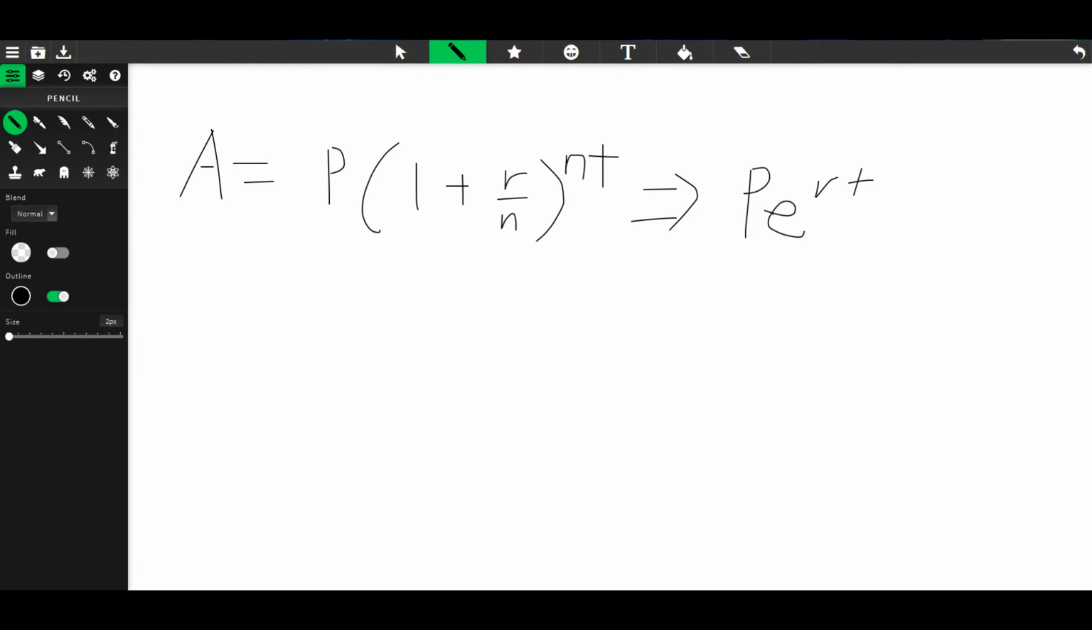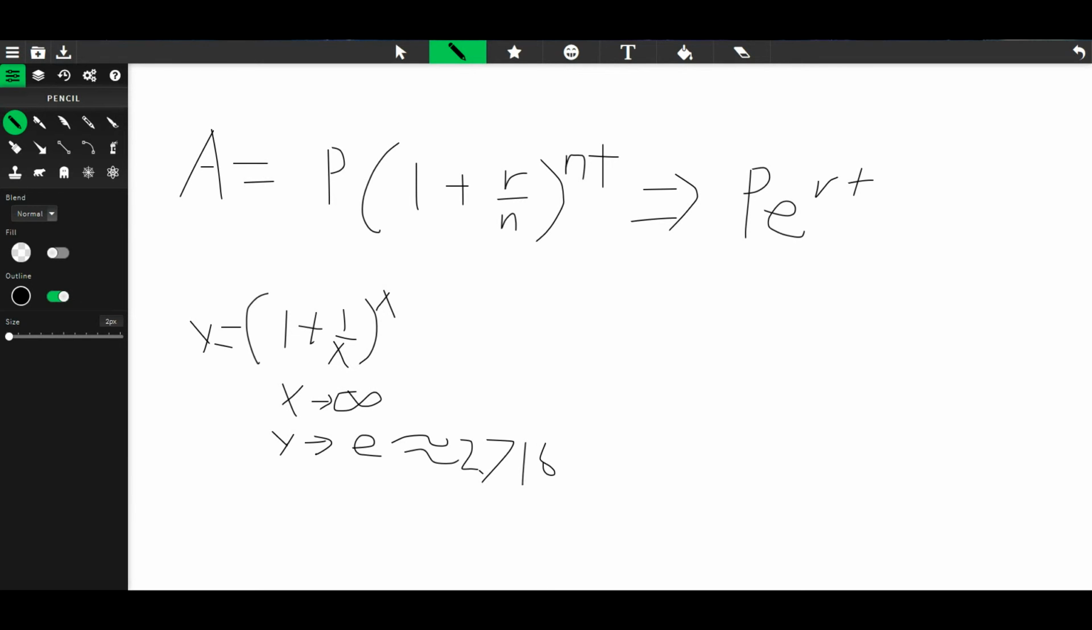So, e is a special constant. It's an irrational number, just like pi is. And so if we have an expression like this, (1 plus 1 over x) to the x power, when x approaches infinity, the value of this equation, say y, approaches e, and e is about 2.718.